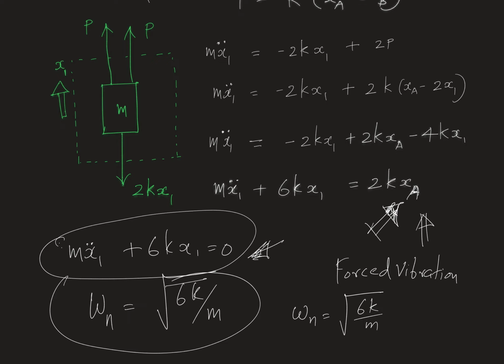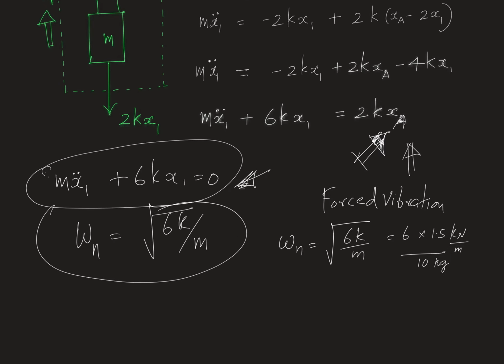Now root 6k by m will amount to 6 into 1.5 kilonewton per meter divided by 10 kg. Let me do the math, even though it's not that significant. It will be 900. I hope my maths is correct. Yes, indeed. Then it will be 30 radians per second. Units are again very important.